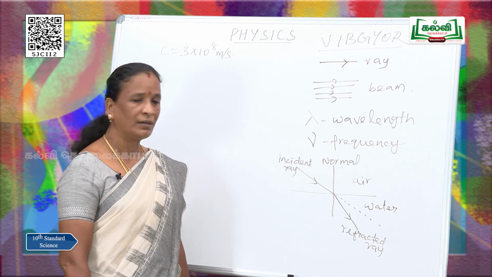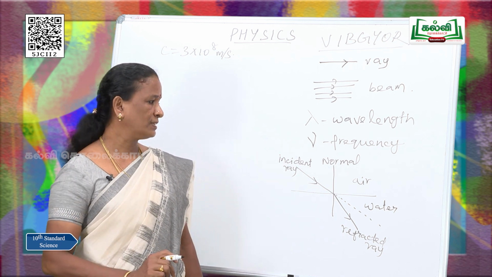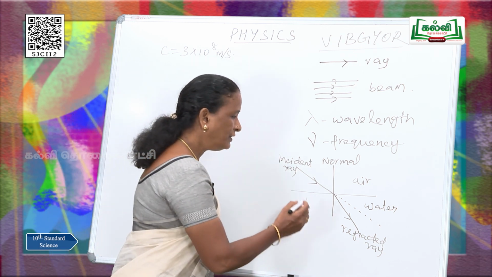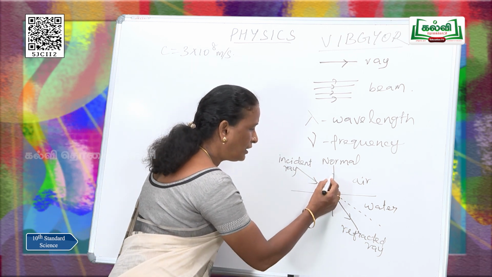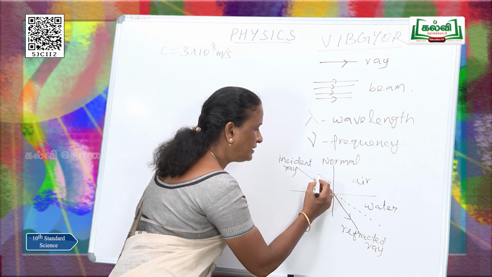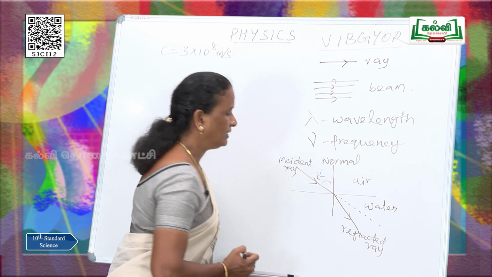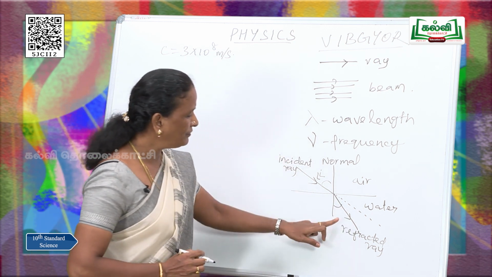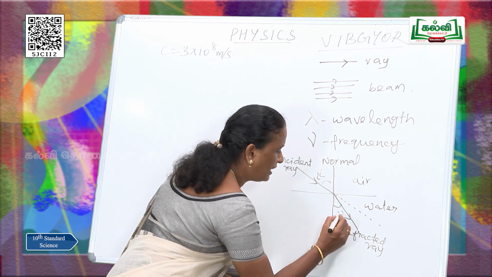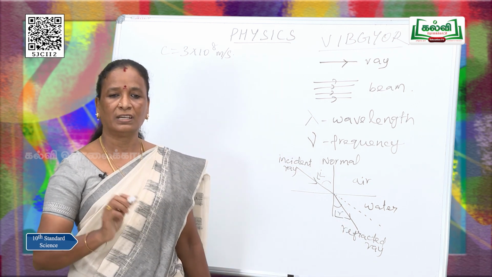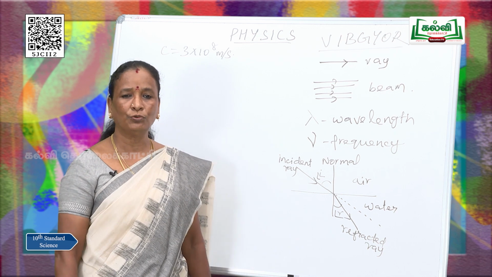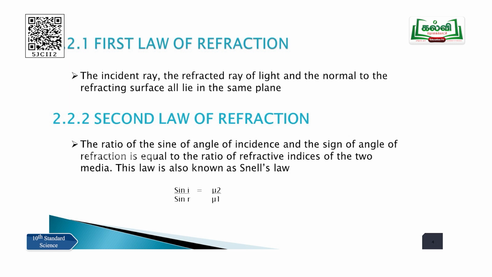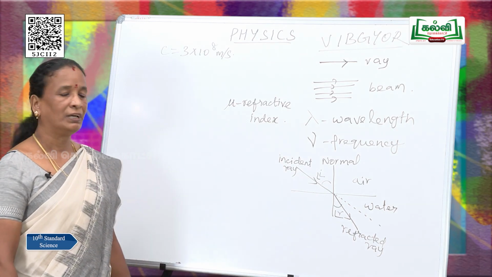Now, before going further, the sine of the angle of incidence. Here, the angle of incidence, you know how to mark it. The angle of incidence is the angle between the normal and the incident ray. This is i. And the angle of refraction is the angle between the refracted ray and the normal. This is the angle of refraction r. So, here sin i by sin r is equal to mu 2 by mu 1. What is meant by mu? Mu means refractive index.